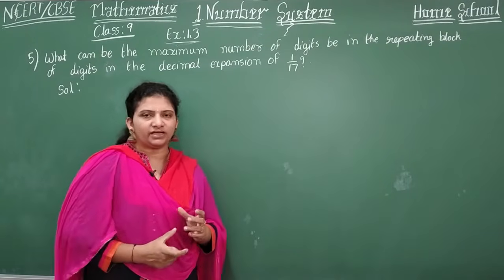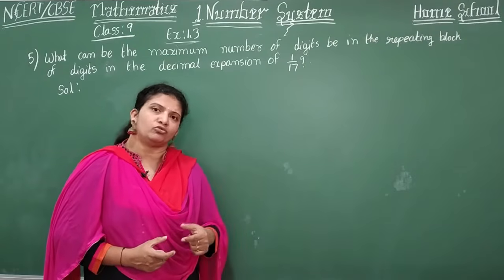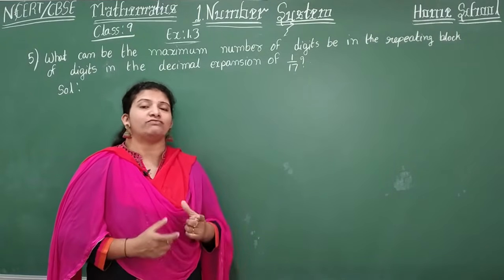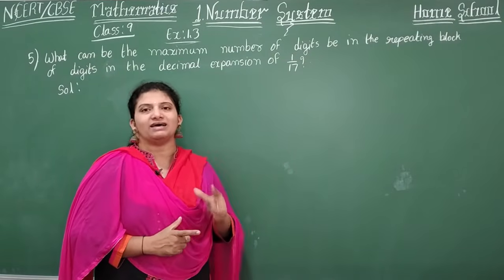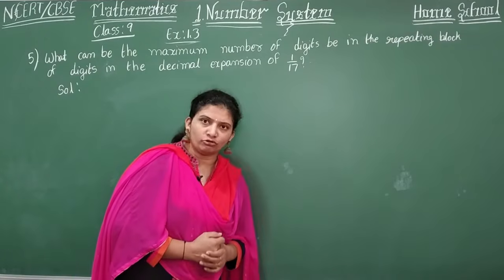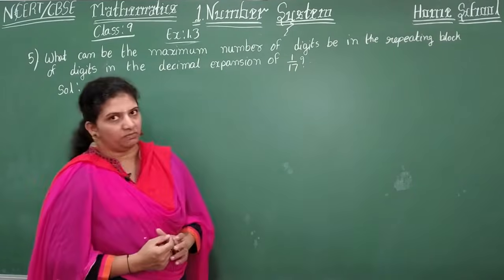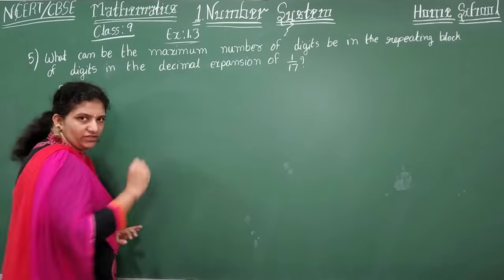After 3 digits, the same 3 digits will be repeated, or after 2 digits, the same 2 digits will be repeated. So, after how many digits you are going to get your decimal as a repeating decimal is your question. In order to know that, we are going to start our problem. So, first what we need to do, children, is the division.